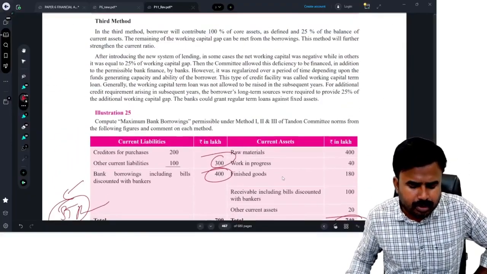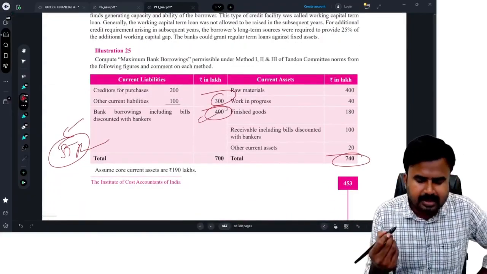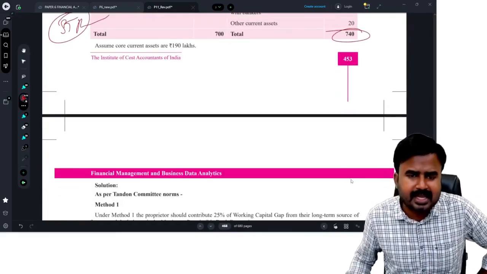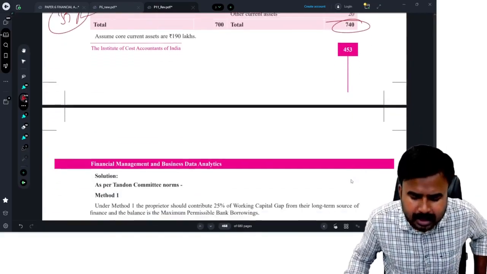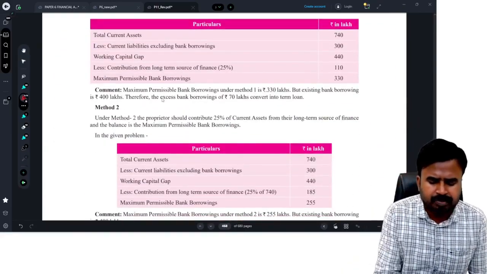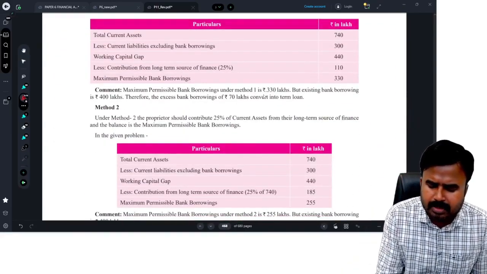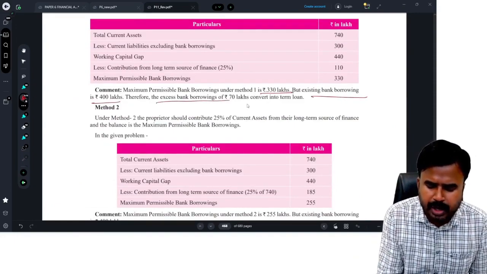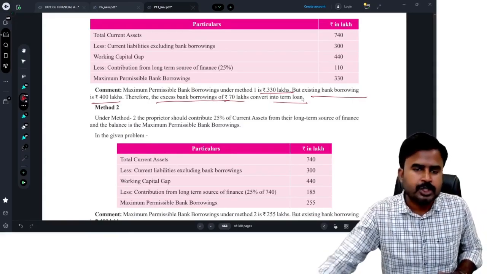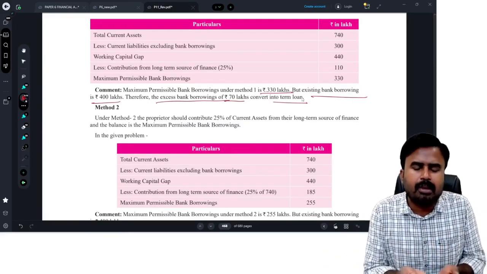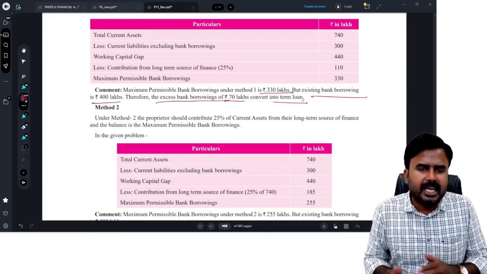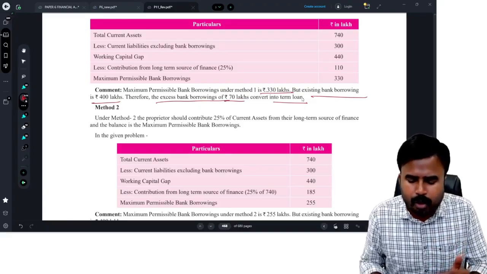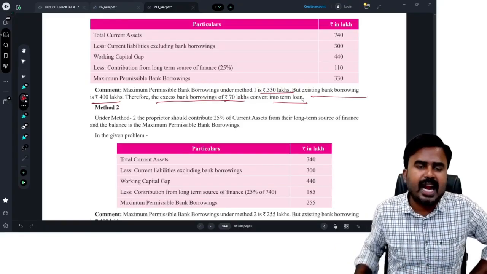Already the company is having a loan of 400 lakhs, whereas the maximum permissible bank finance is 330 lakhs. So there is an excess borrowing already available with the company of 70 lakhs. So what is the conclusion here? The maximum permissible bank borrowing under this method is 330 lakhs, whereas the existing bank borrowing is 400 lakhs. Therefore, the excess bank borrowing of 70 lakhs should be converted into term loan. This particular company should not carry that number in the form of short-term bank loan. The company should immediately convert such 70 lakhs excess bank borrowing into term loan, so that it can satisfy the norms of what?